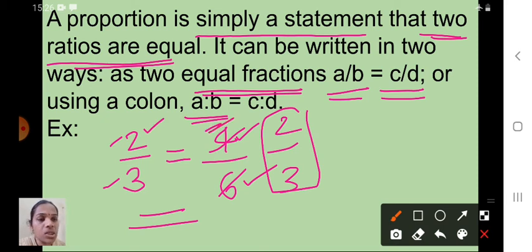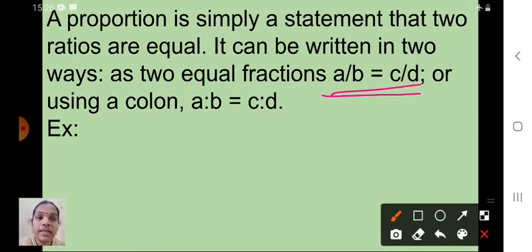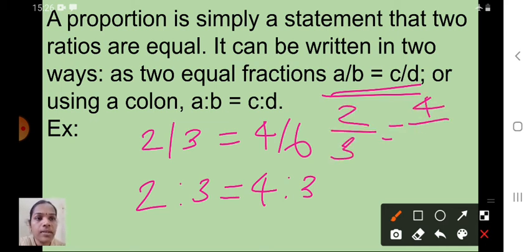That means, children, two ratios are equal. Okay, in two ways you can write that: A upon B is equal to C upon D. That means 2 upon 3 is equal to 4 upon 6, or 2 is to 3 is equal to 4 is to 6. Understood children? Yes, 2 upon 3 is equal to 4 upon 6, or 2 is to 3 is equal to 4 is to 6. Okay, so children, proportion sums are not in our textbook.